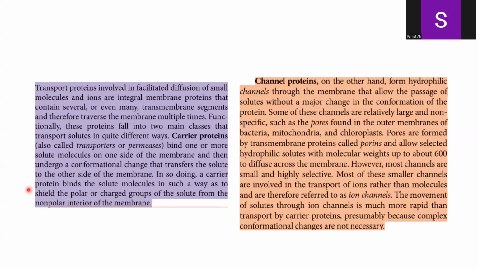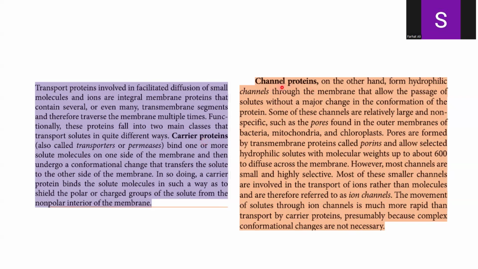So the transport proteins fall into these two groups. One group of the transport proteins are called the carrier proteins, also known as transporters or permeases. The carrier proteins have two conformations, two shapes. In one shape, they bind to the molecules on one side, and then they undergo a structural change, and therefore they release the molecules onto the other side of the membrane.